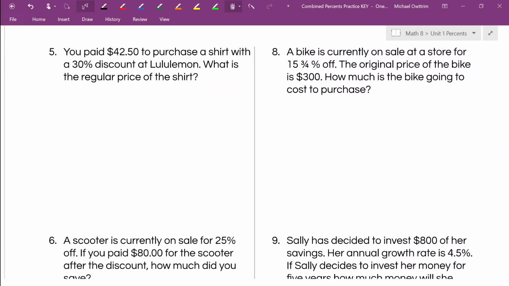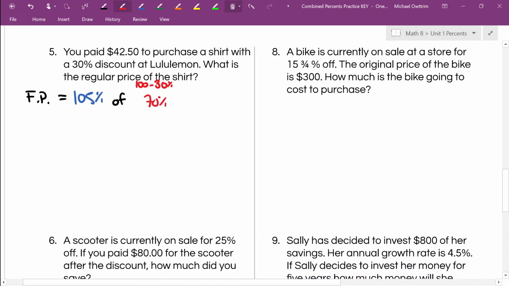On the back side, we engage in further similar questions. So we're going to use our same setup for final price being equal to 105% of our discounted percent. We have a 30% discount here. So again, 100 take away 30 gives us 70% of the regular price, P for price. In this case, they tell us how much we paid. So this is actually the final price, the amount that we did pay to take the product out of the store. So we have to put our $42.50 in the final price spot of our equation.